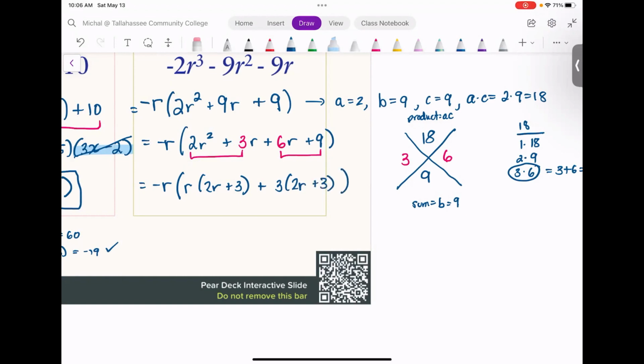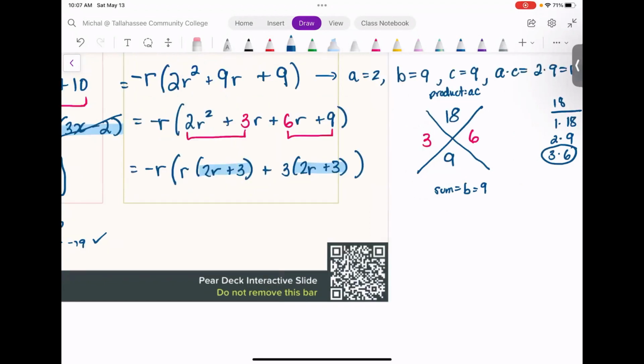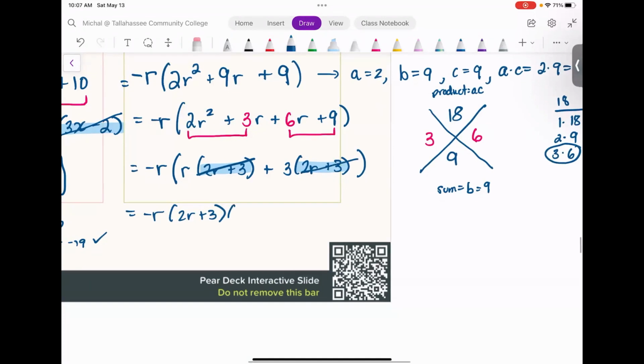And you can tell that I did this correctly because I wound up with the exact same factor pair in both of my groups. Last but not least, I divide out my greatest common factor, which is now the pair of the expression 2r plus 3. When I divide each term by my common factor, what I'm left with in my first group was just r, and in my second group, I'm left with 3. So this is my final factored expression.